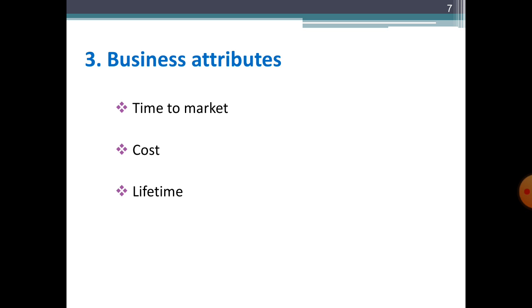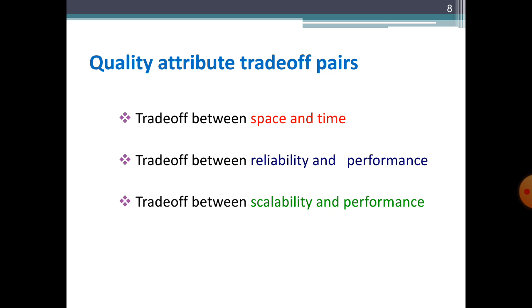And the next one is cost, pretty straightforward. It depicts the expense of building, maintaining, and operating the system. And the last one is the lifetime of our product, like how long a product is alive before retirement. So it's all about the three business attributes: time to market, cost, and lifetime.